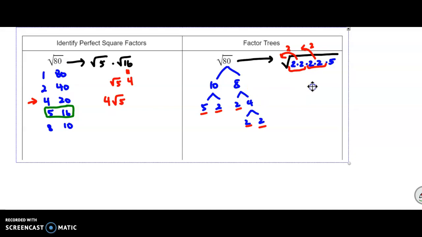And so what you end up with is the 5 by itself inside. Now, 2 of these 2s came out, so that's actually 2 times 2, and that's 4 root 5, which is what we had the first time around.